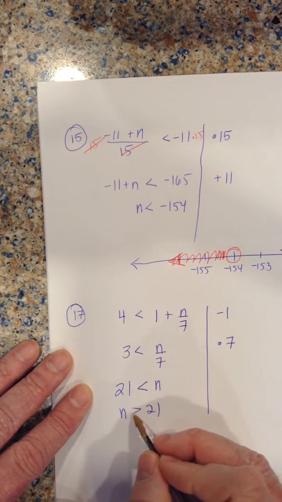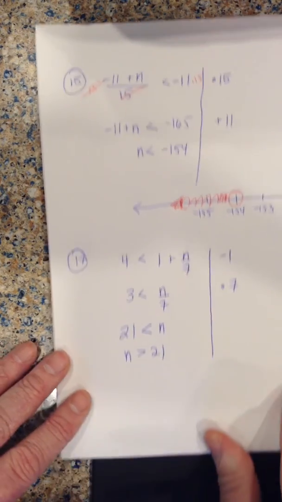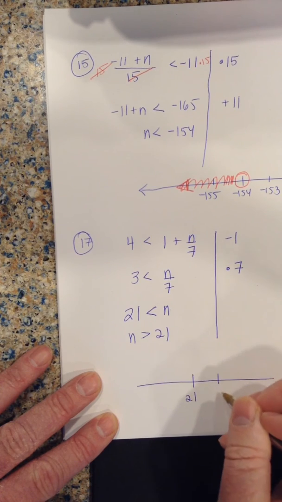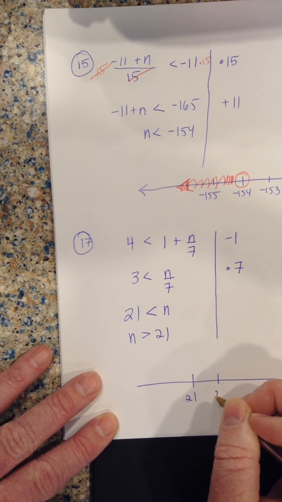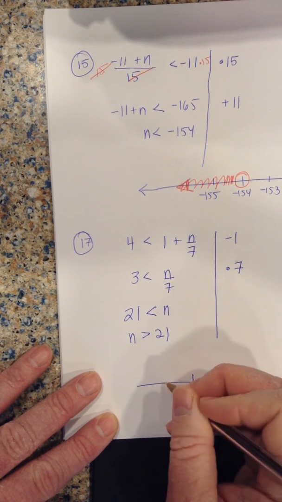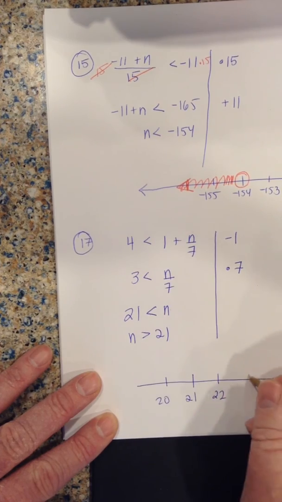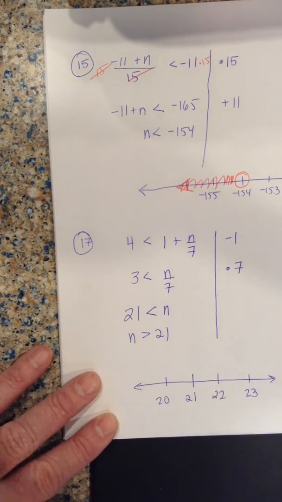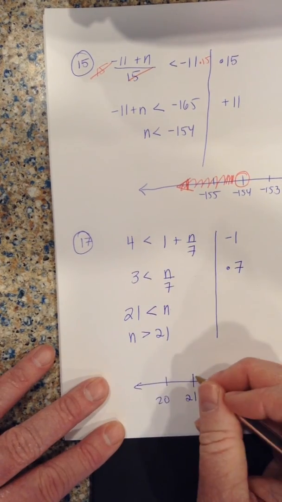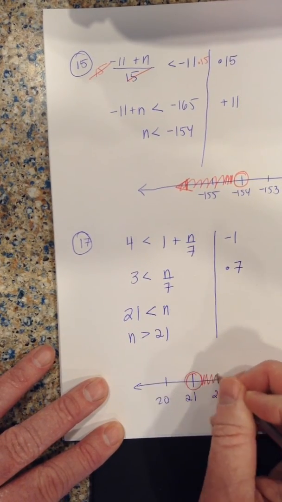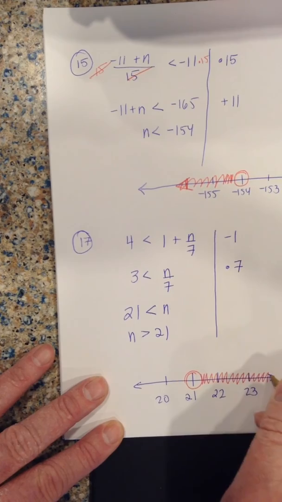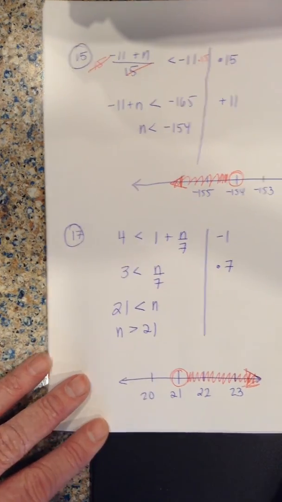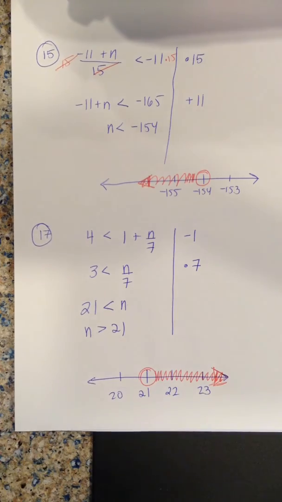I have to keep the relationship on the inequality. So then if I graph that, 21, 22, 20, 23 goes that way. And then everything greater than 21, so open circle, I'm going to shade in like that. Okay? And that's how you can do those problems.